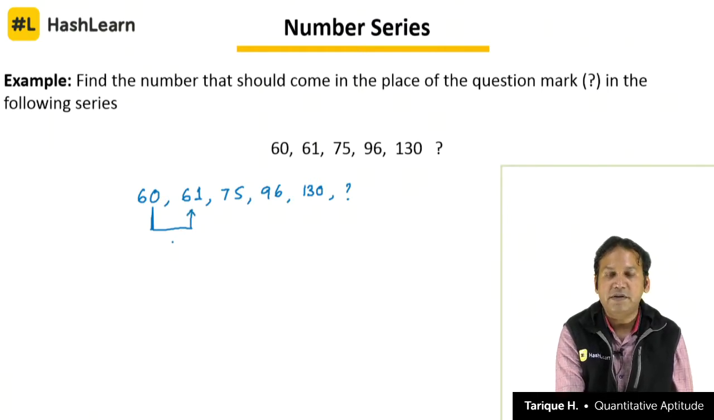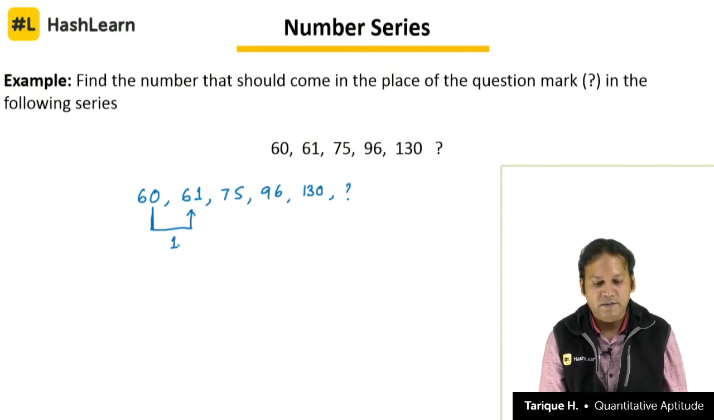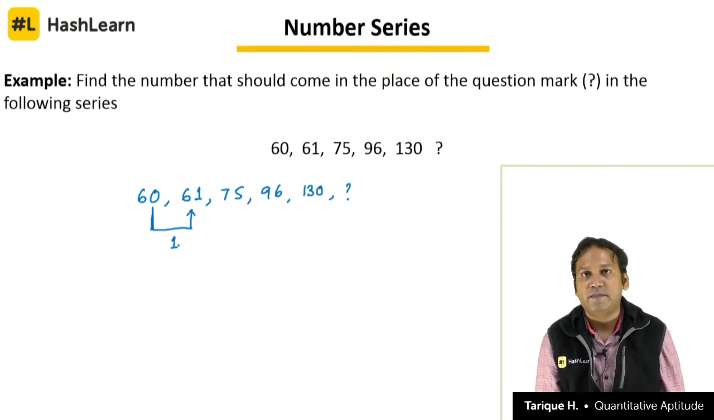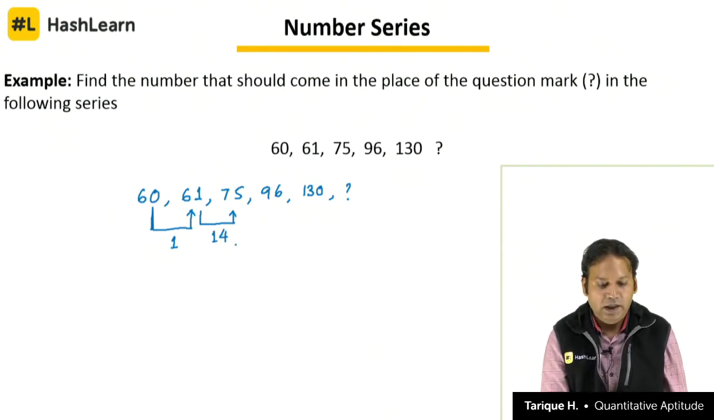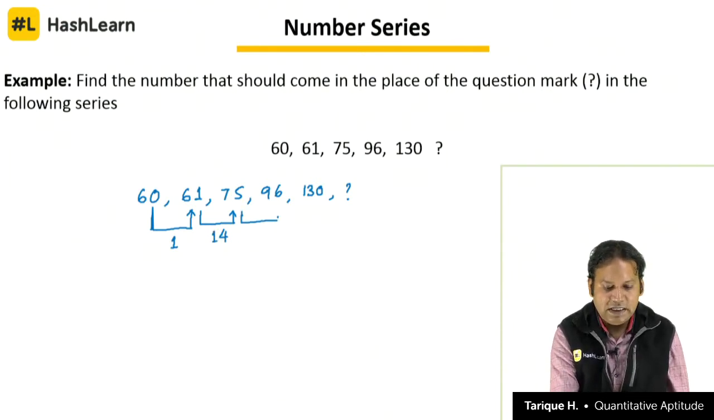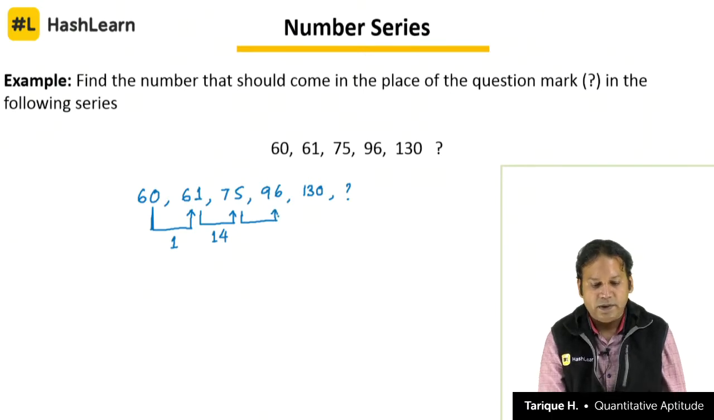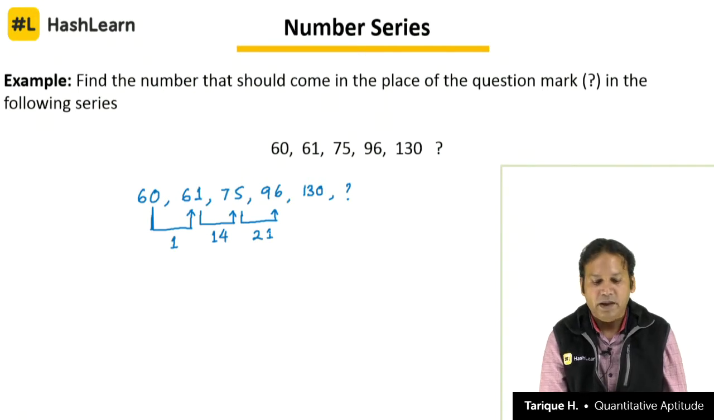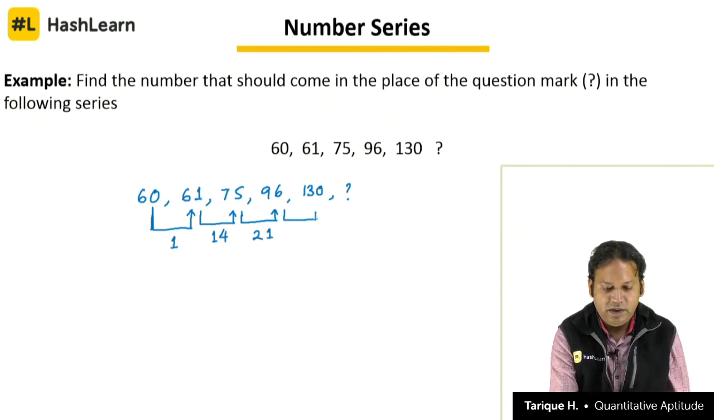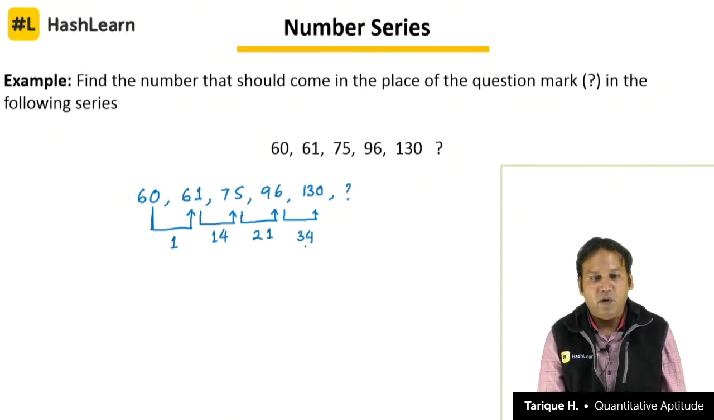60 and 61, the difference is how much? 1. You can try and see what is the answer. Can you find the logic of this question? 61 and 75, the difference is 14. 75 and 96, the difference is 21, and 96 and 130, the difference is 34. So what order is there?